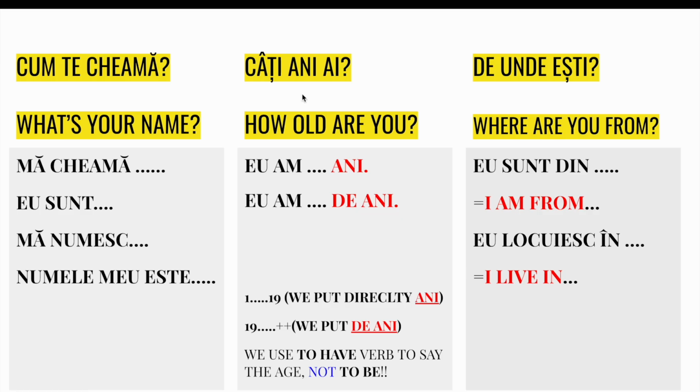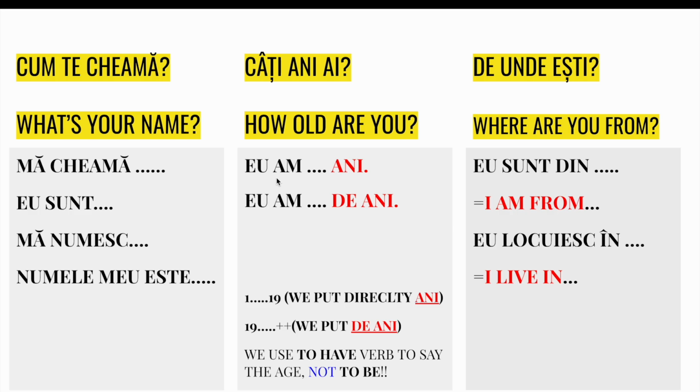The second question is "câți ani ai?" That means how old are you? And in order to answer how old are you, in Romanian we use the verb to have. Pay attention because in English you use the verb to be for the age, like "I am 20," but in Romanian we say "I have 20 years old." So always it's the verb to have, and I have in Romanian is "eu am."